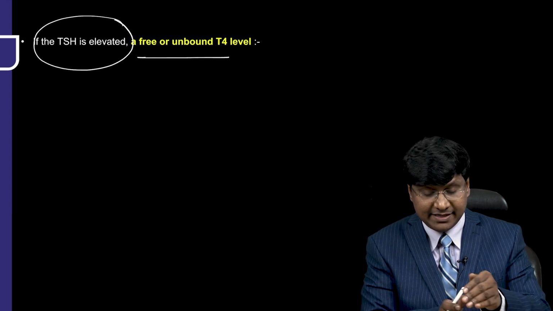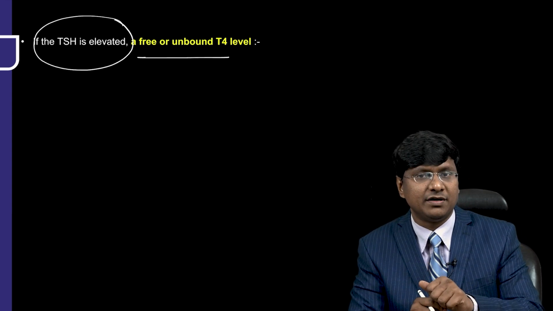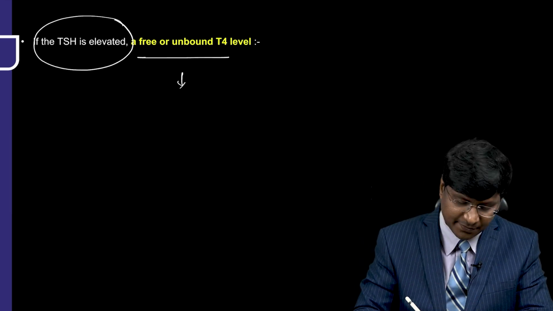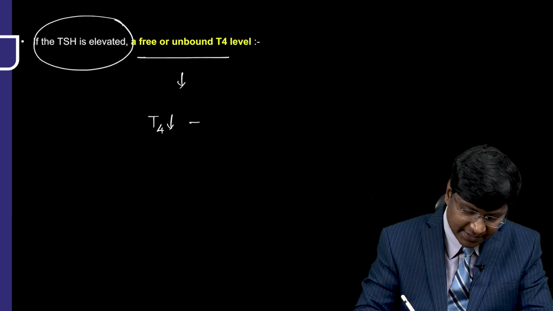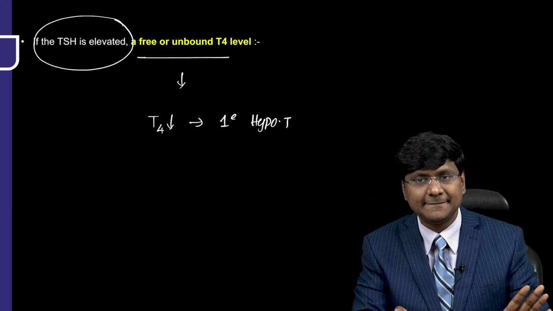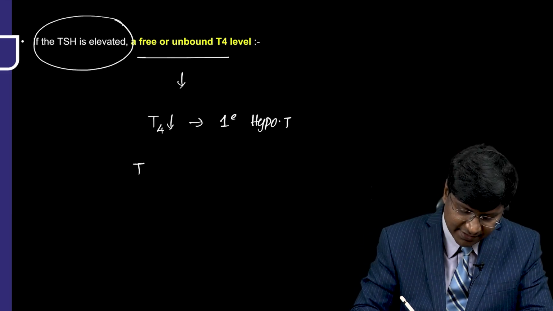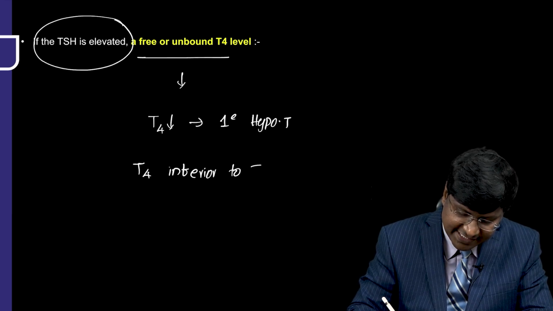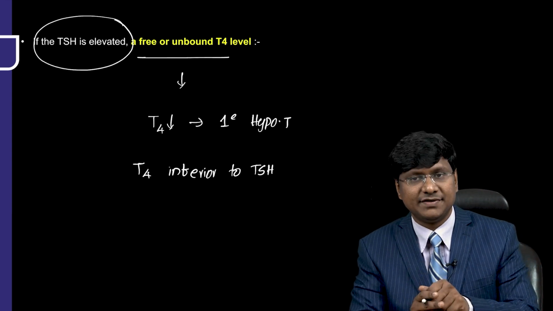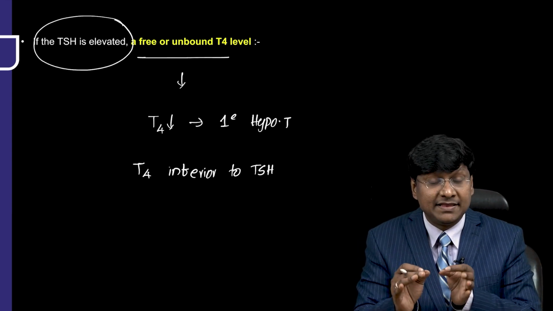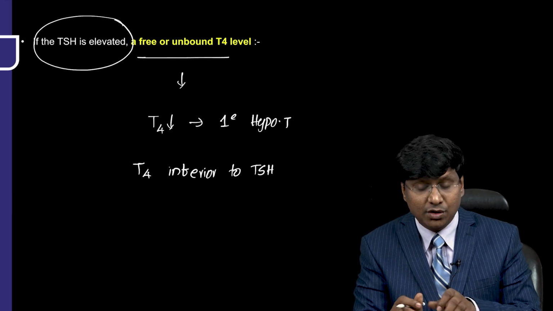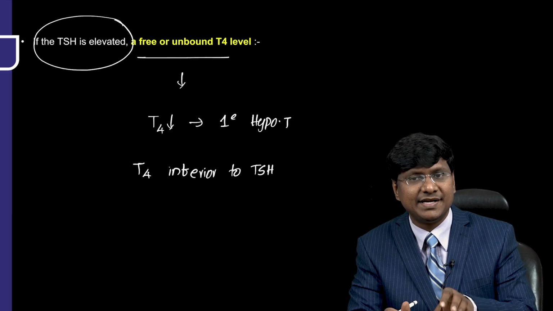Once the TSH level is elevated, what is the next step? You need to check the free T4 levels, mainly to confirm the presence of hypothyroidism. If the T4 levels are low, that tells it is primary hypothyroidism, no doubt in that. But remember, assessment of T4 levels is considered inferior to the assessment of TSH levels. The best test to analyze thyroid related disorders is the TSH. So TSH is the one used as a screening test.